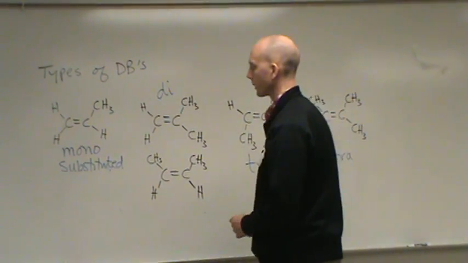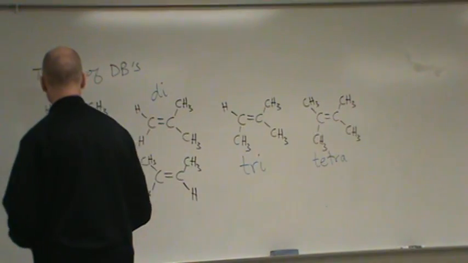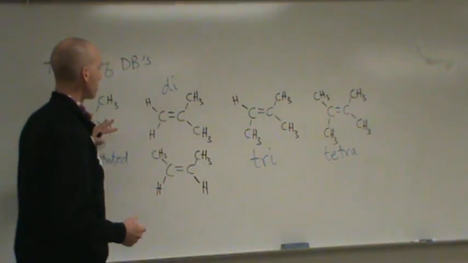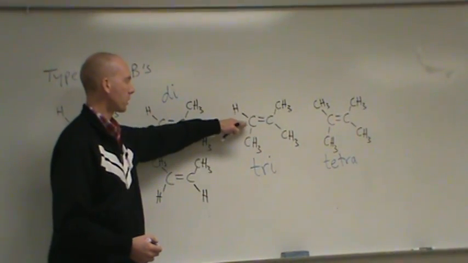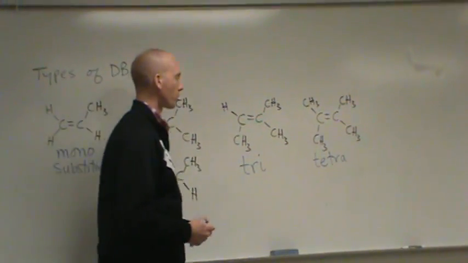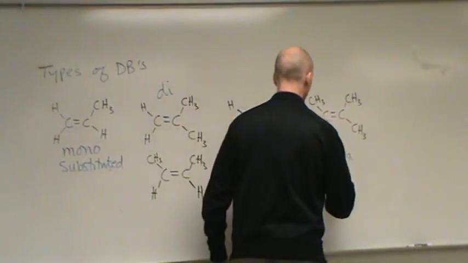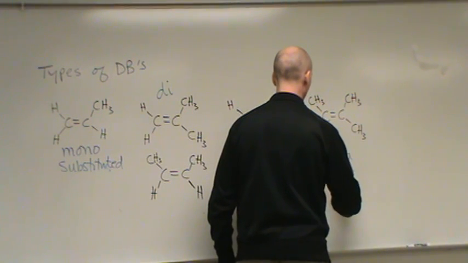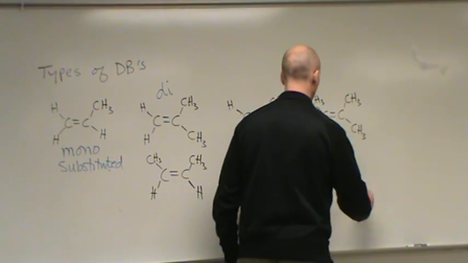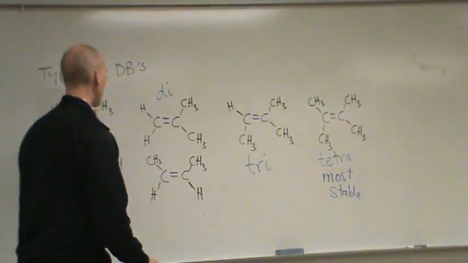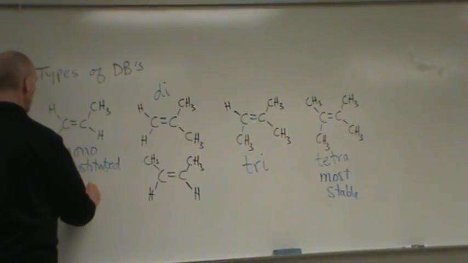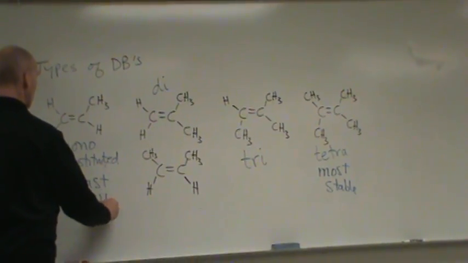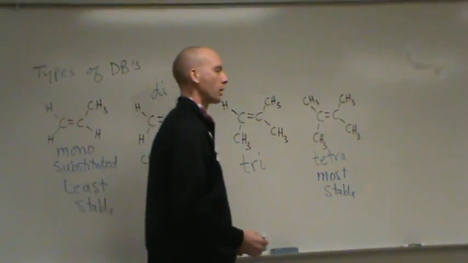But there turns out to be a stability order to these double bonds. It turns out that the more carbon groups on the double bond, the more stable. So a tetra would be the most stable, and the mono would be the least stable. Okay? And the other two are in between.